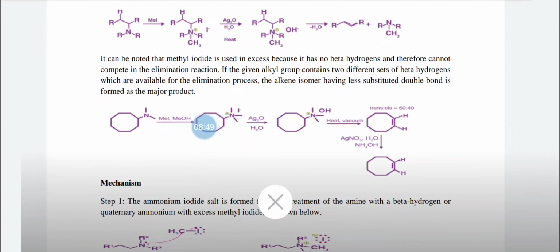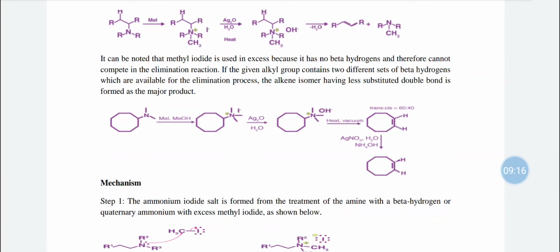The process can be applied for cyclic compounds also, and the condition is the compound should contain a beta hydrogen atom. If 2 or more beta hydrogen atoms are present, which are available for the elimination process, the alkene having the less substituted double bond will be formed. Less substituted beta hydrogen will be forming the corresponding double bond.